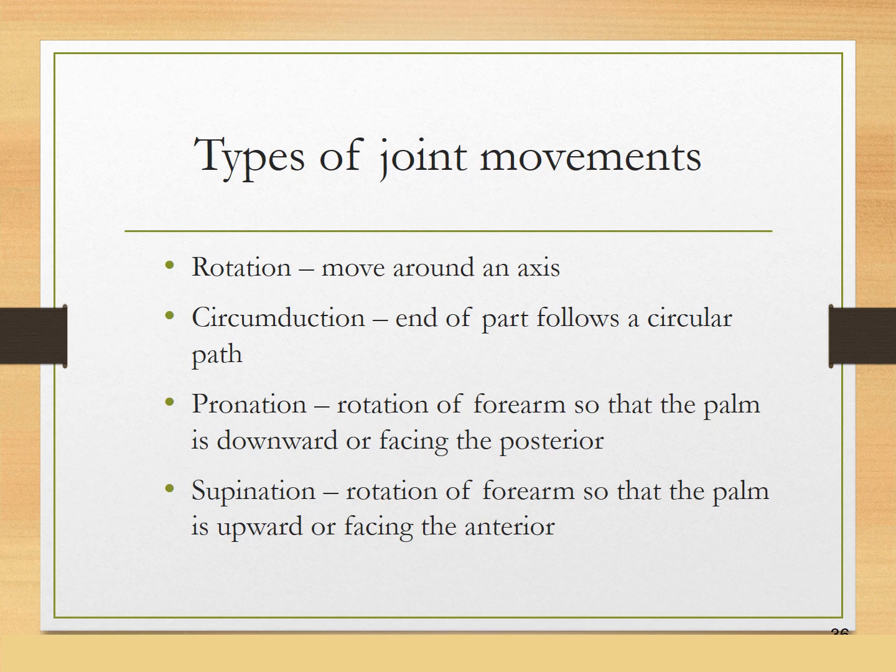Pronation and supination. Pronation is rotating the forearm so that the palm is facing downward or posteriorly. So if you rotate your arm so that your palm is facing the posterior aspect. Supination, rotating the forearm so the palm is facing upward or facing anterior. There's a couple of ways that students have mentioned they remember this. Supination, like sun, palms going toward the sun, or sup, like soup, you're holding your palm as if you were pouring soup into it.